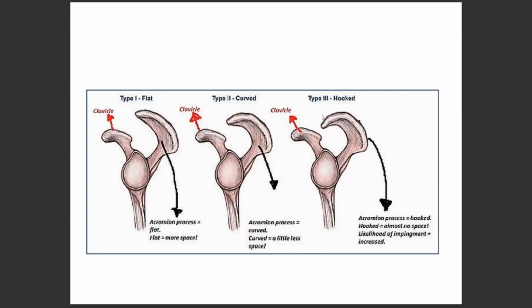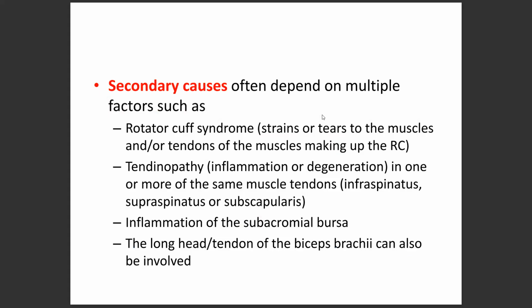So if the impingement syndrome is just because of this abnormal structure of the acromion, then it will be called primary subacromial impingement syndrome. Secondary subacromial impingement syndrome may be because of multiple causes like rotator cuff syndrome, tendinopathy, or inflammation, or other tendons like the long head of the biceps, which may be the cause behind this condition.